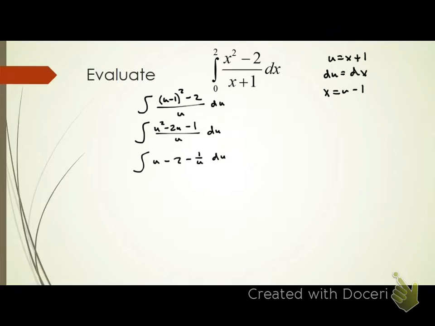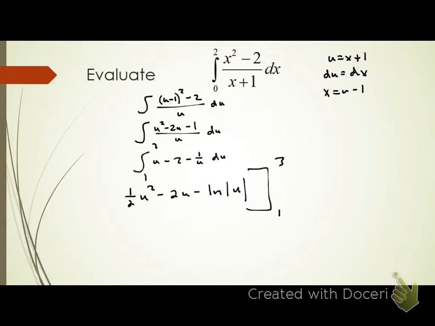So, notice how I have not put in the new parameters. You guys want to change them to in terms of u? We might as well. So if this is x, what's 0 plus 1? So this is from 1 to, this is 2, 2 plus 1, 1 to 3. Let's take the antiderivative. The antiderivative of u is 1/2 u squared minus 2u minus the natural log of the absolute value of u, from 1 to 3.